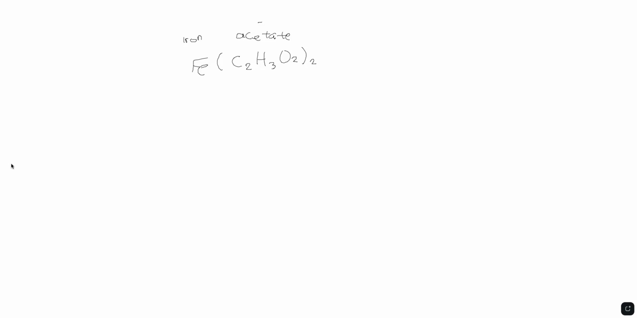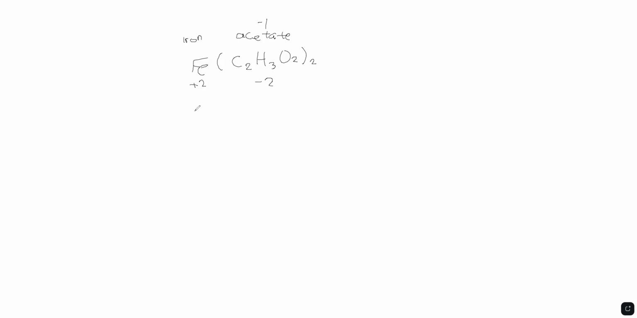Oops, I made a mistake there. Acetate has a charge of -1. 2 of those collectively would have a charge of -2. There we go, that makes sense. So that means for this to be neutral, the iron has to have a charge of +2. We want them to sum to 0.